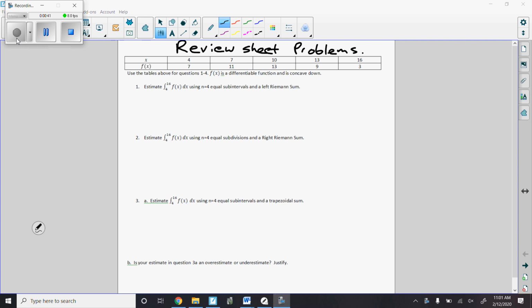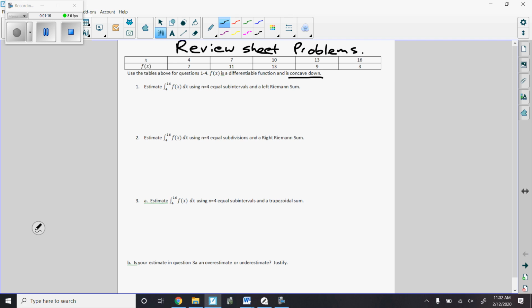And what they tell us is f of x is a differentiable function and is concave down. So when you see that concave down part, go ahead and underline that. That may not come up in the first problem you do, but it'll eventually come up in one of the problems that you need to do. Okay. My screen's a little wonky. All right, there we go. And the concave down part ends up not really being part of anything until question 3.